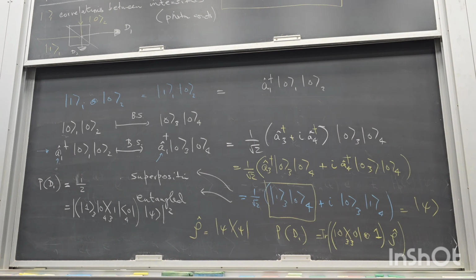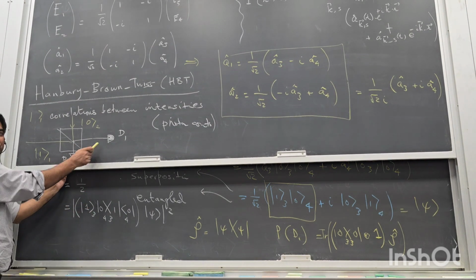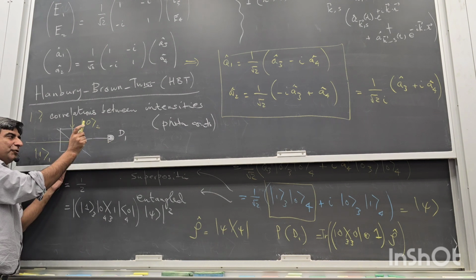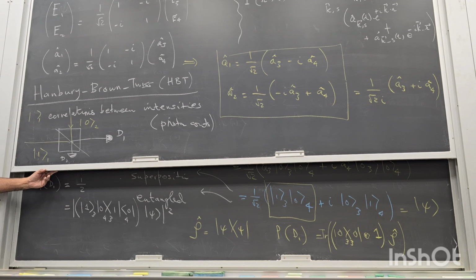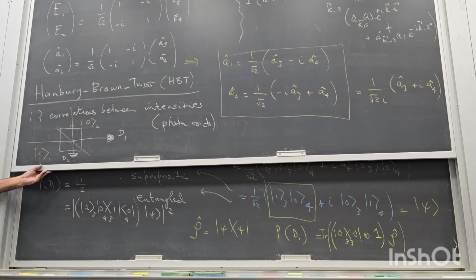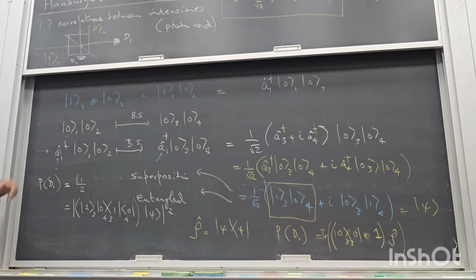Alright, so this is the Hanbury Brown-Twiss experiment, in which there is perfect anti-coincidence between the two photons, this channel and this channel. If a photon clicks here, it doesn't click here. That's what it means that we have a photon. And the quantum mechanical description of the beam splitter helps us understand this.